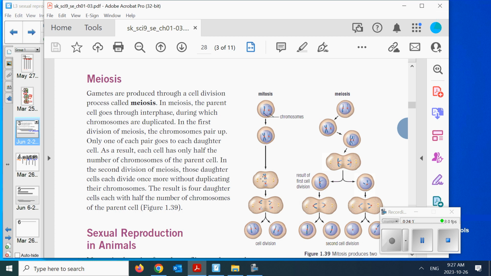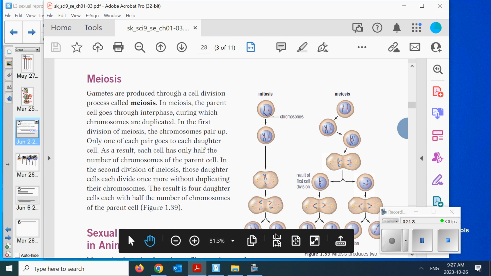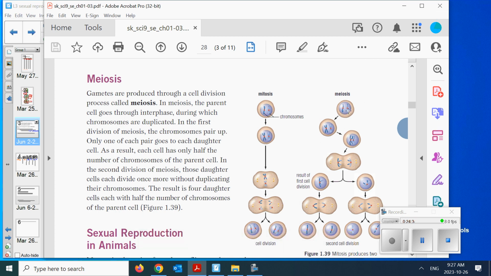Then they line up in the middle, right? They separate, go into the half. So this was metaphase, anaphase. They start going, and you got 2. That is mitosis. That's what we're familiar with. Well, look at this, meiosis here.